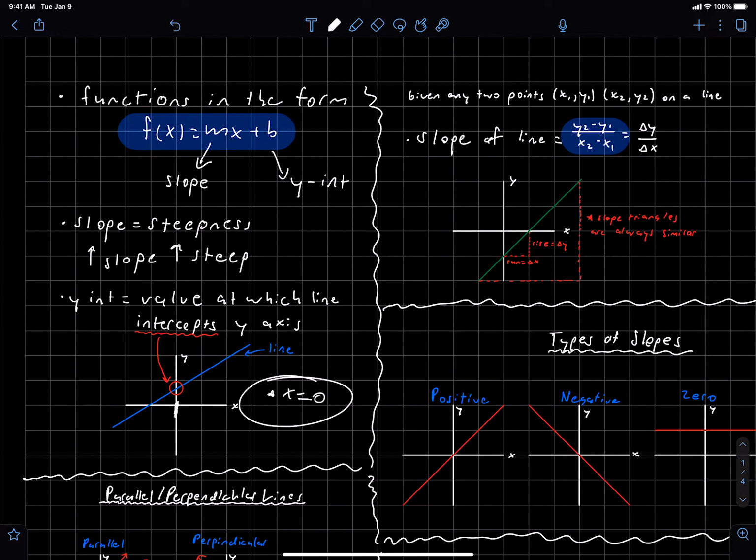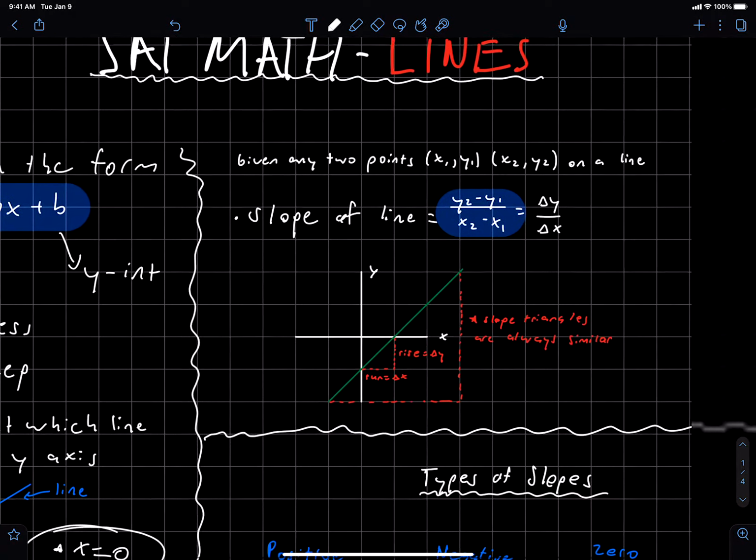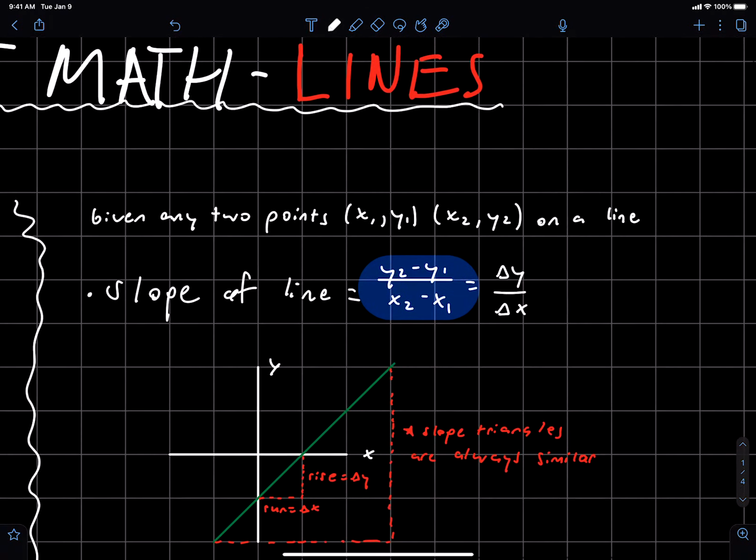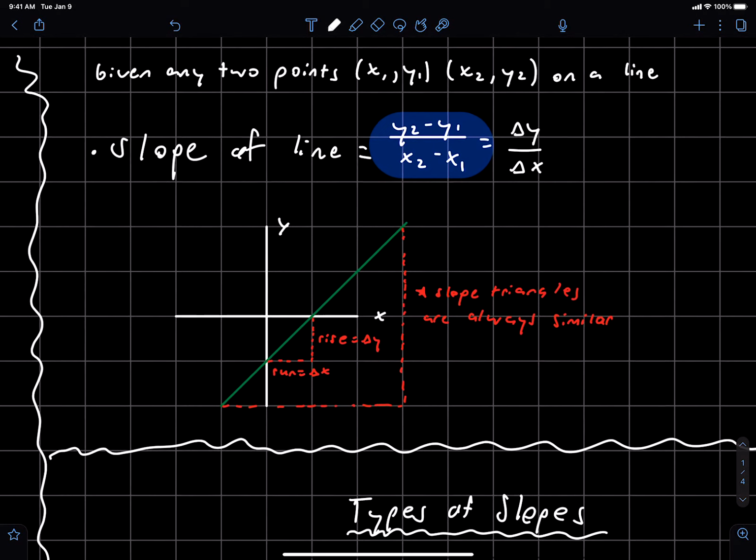All right, cool. So now we know what slope and y-intercept are, but how can we solve for them? Well, when we're given any 2 points, x1, y1, and x2, y2 on a line, the slope of that line is just going to be y2 minus y1 over x2 minus x1, or in other words, the change in y over the change in x.